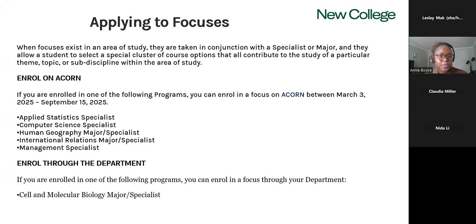How do you enroll in the focuses? You can enroll in them on Acorn between March 3rd to September 15th. There are others that are program or department specific, where you have to reach out to the department in order for them to enroll you in those. For instance, we have the cell and molecular biology major and specialist focuses. Again, we'll get to see them in a few.